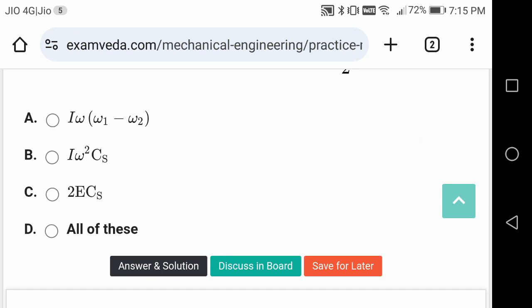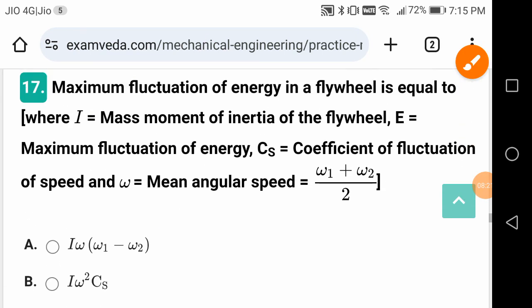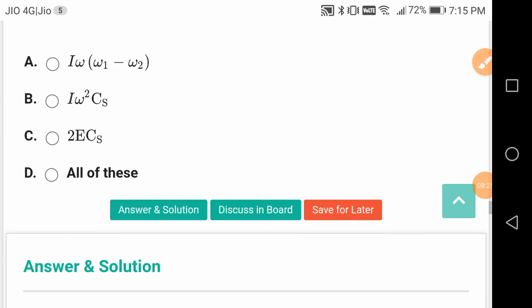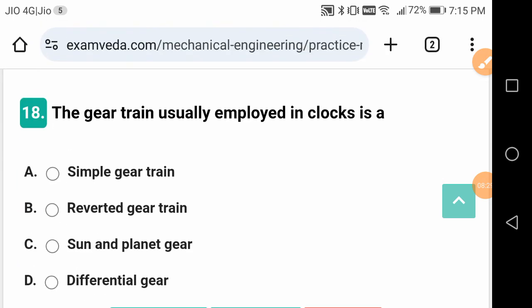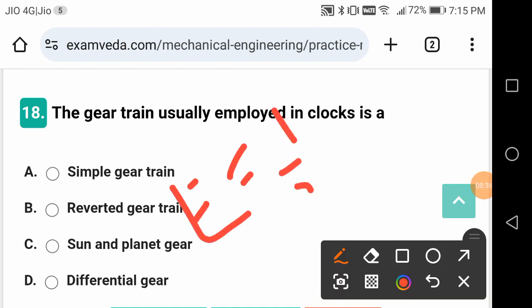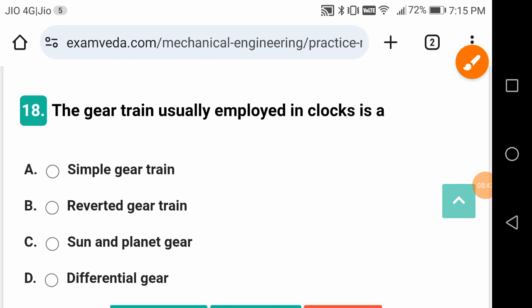What is that? All three are going to give the maximum fluctuation of energy. Rotational kinetic energy, you can say that, okay? So that is equal to, E is equal to half I, moment of inertia of the flywheel, into (omega 1 square minus omega 2 square). Omega 1 is the maximum speed, omega 2 is the minimum speed.